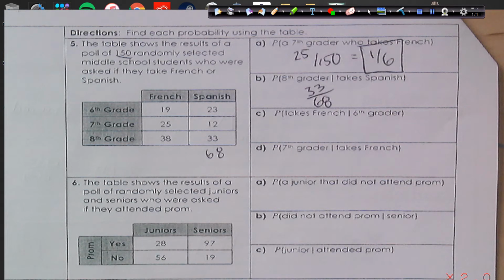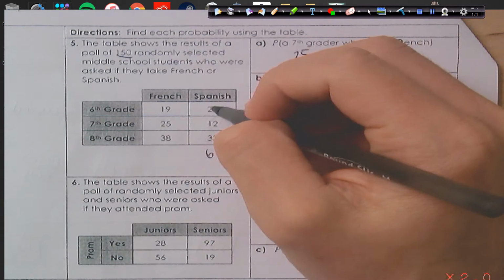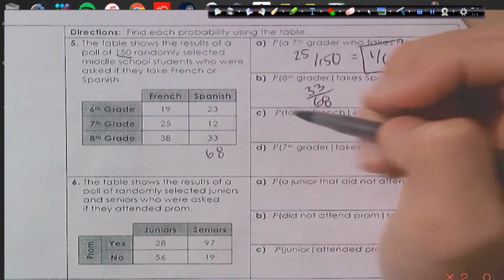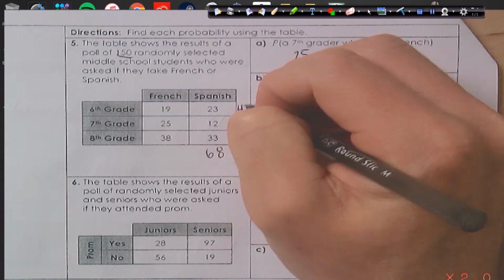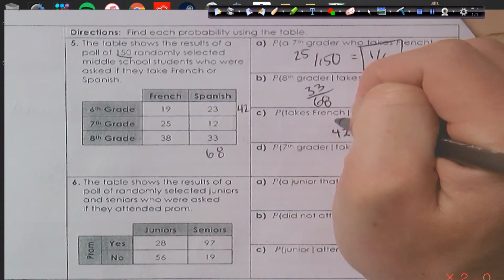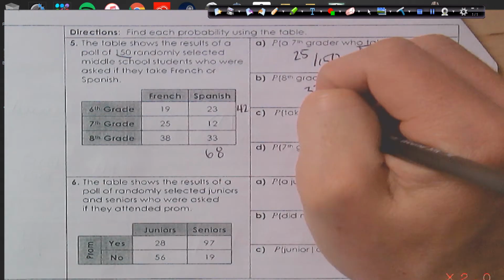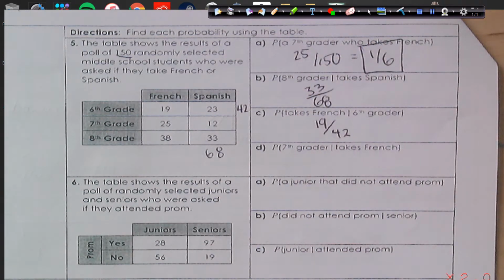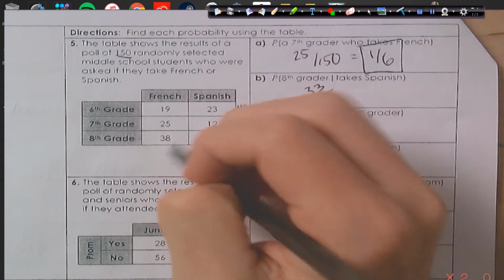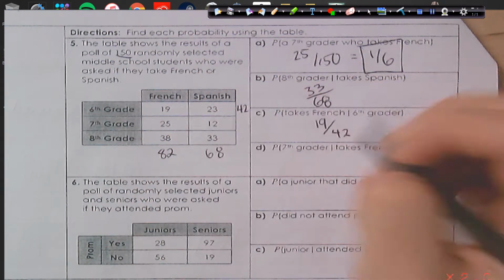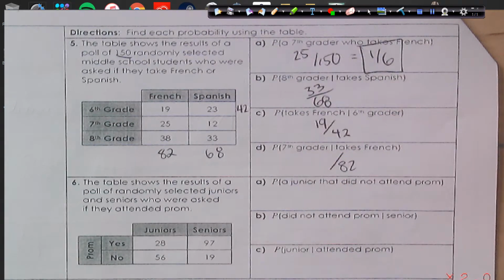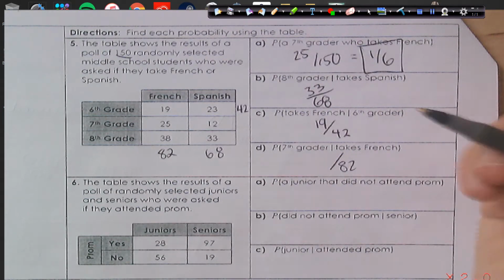Okay. What's the probability of French given they're a 6th grader? So we have to add up all the 6th graders. So that's going to add up 23 and 19, which is 42. So there's 42 6th graders. And how many of them take French? 19. Probability of a 7th grader, given that they take French, well, I add up all the French students, there's 82. And what's the probability that they're a 7th grader? That's going to be 25.